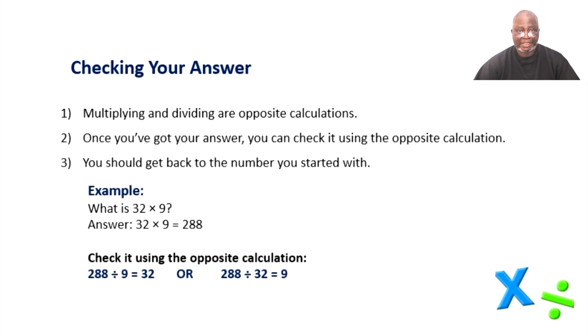get 288. Again, remember, in an exam you only have to do one check. As long as it proves you right, you will get your full marks. Except if you're asked to show both checks, then of course you do it.